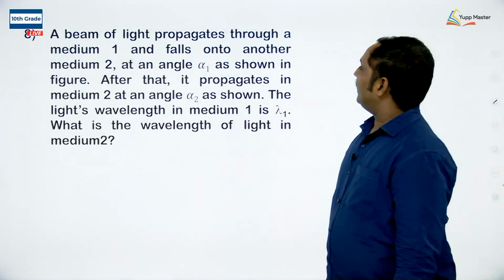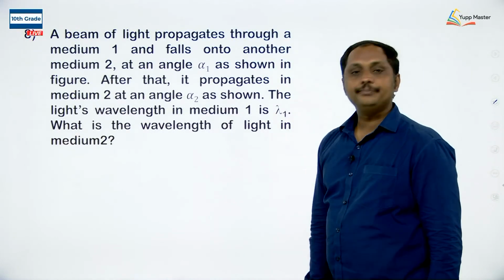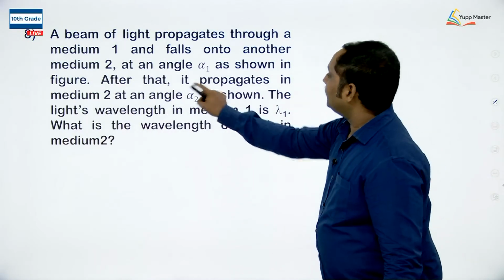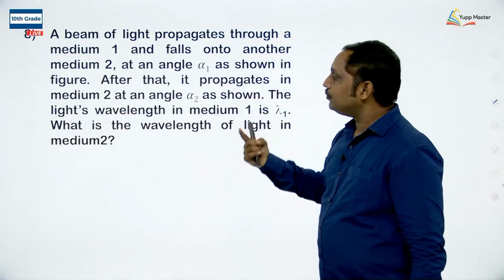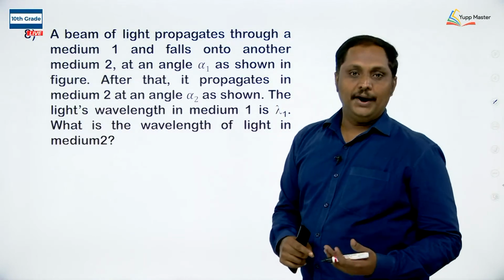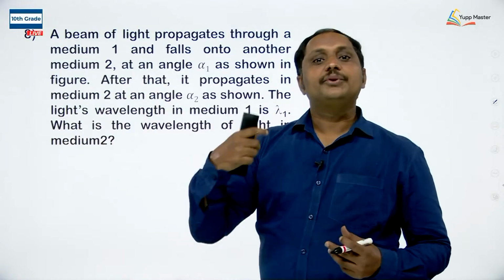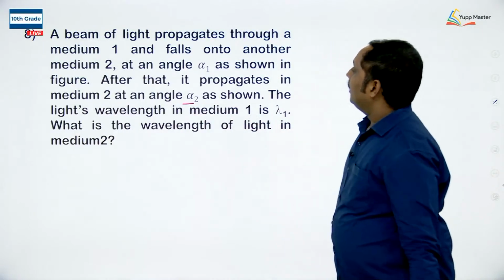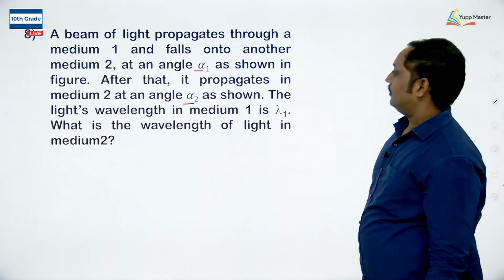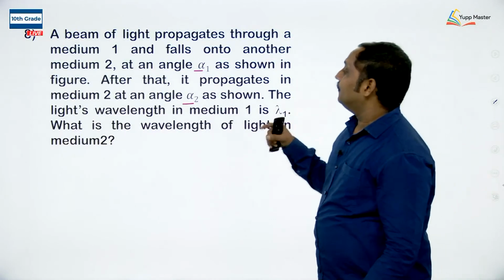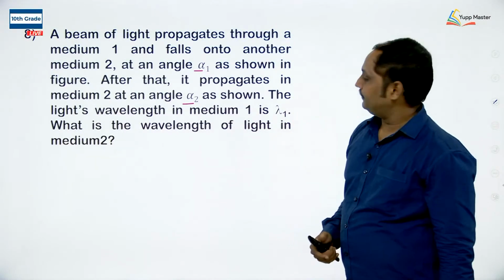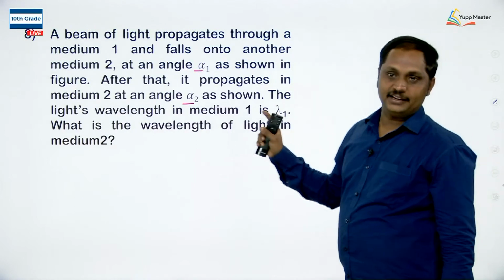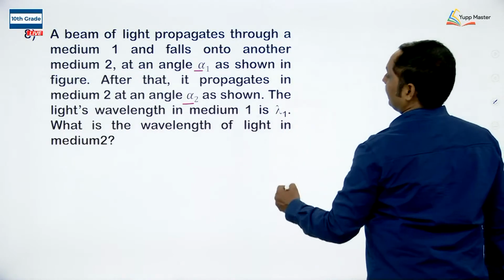A beam of light propagates through a medium 1 and falls into another medium at an angle alpha 1. The angle of refraction they have given. After that it propagates in medium 2 at an angle alpha 2. It propagates by means of refraction. It has been refracted at an angle alpha 2. Alpha 1 is the angle of incidence. The light's wavelength in medium 1 is lambda 1 and the wavelength of light in medium 2 is also given. Yes, that is very clear.